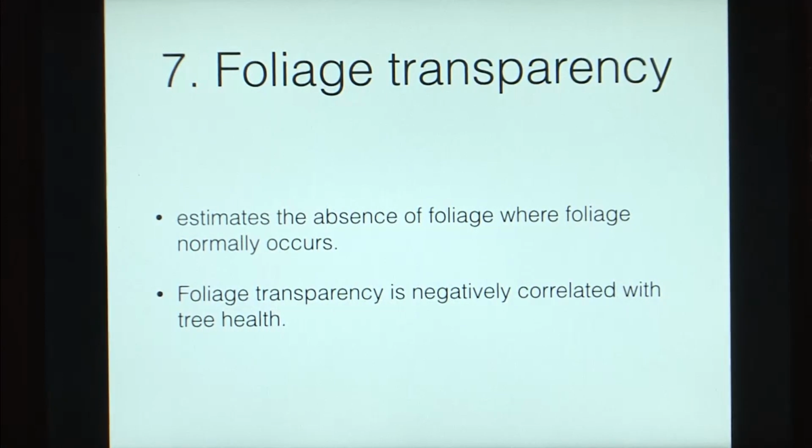Next, we can have a look at the foliage transparency. Now, foliage transparency estimates the absence of foliage where foliage normally occurs. Now, what is foliage? Foliage refers to the leaves of a tree. So, it estimates the absence of leaves where leaves should have occurred, and it is negatively correlated with tree health. So, for instance, if a tree is completely transparent, it does not have any leaves where it should be having leaves. So, it will not be able to perform photosynthesis, it will not be able to accrue biomass, and it will not be able to grow. So, foliage transparency is negatively correlated with tree health.